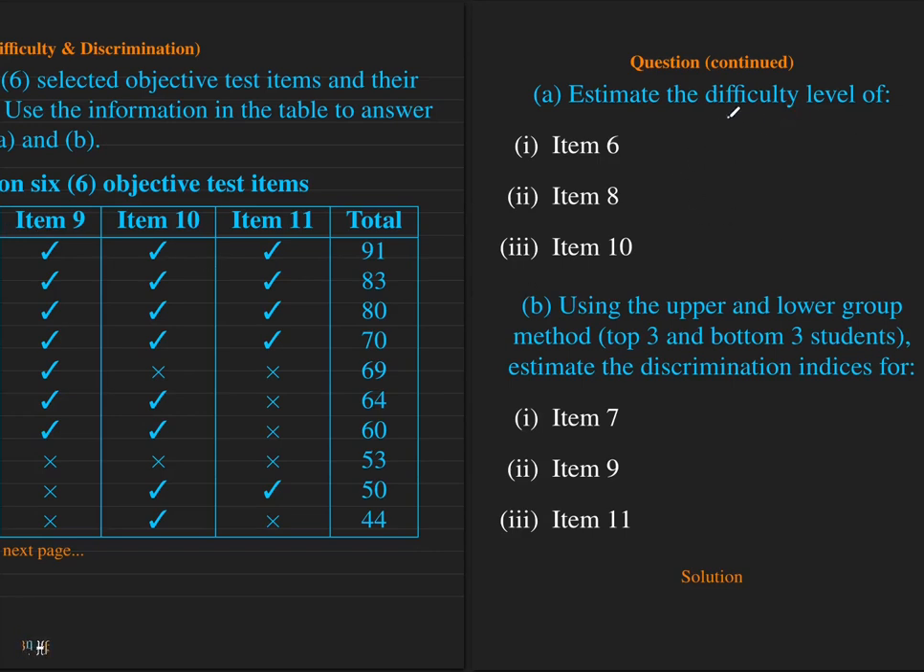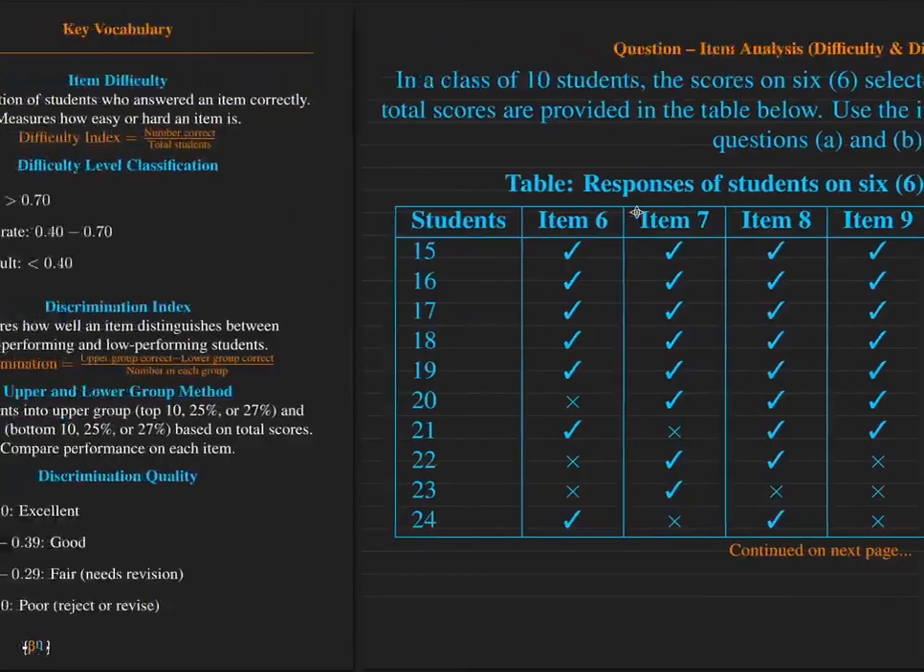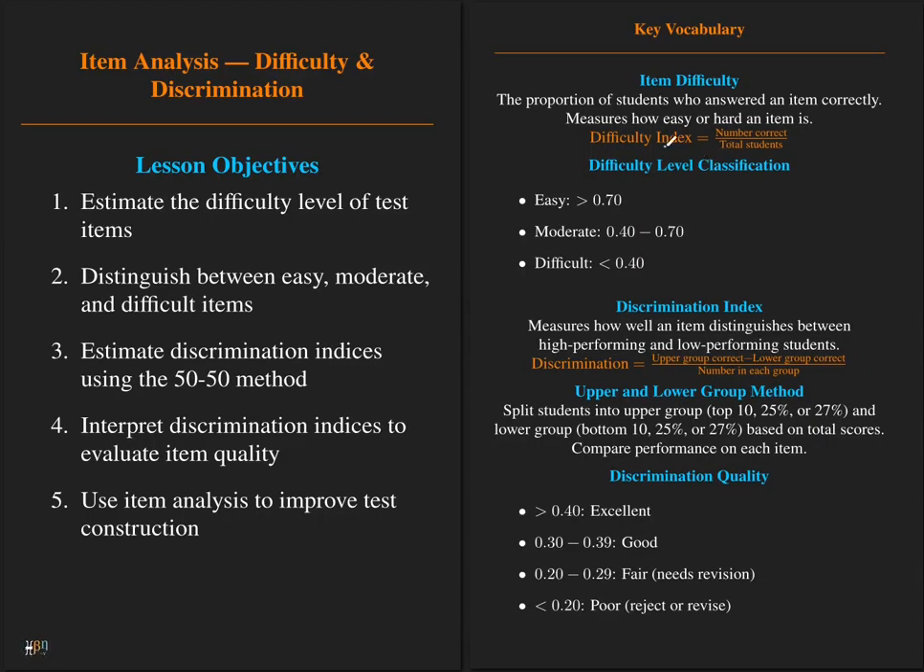So talking of the difficulty level, let's once again visit its definition. So as you can see right here, we said the item difficulty is the proportion of students who passed an item correctly. You see, and then it is giving us what? The number correct over the total students.